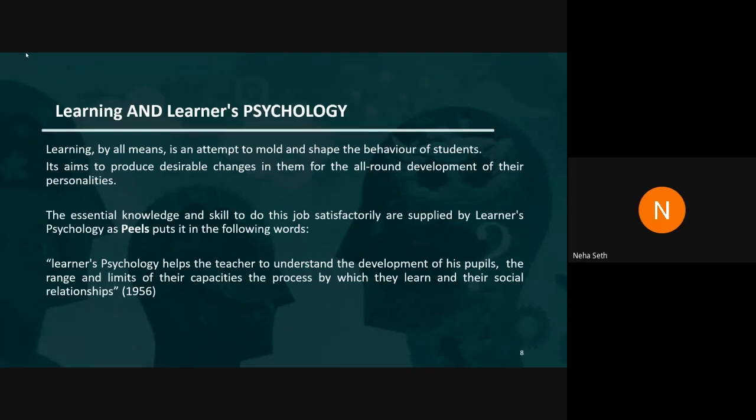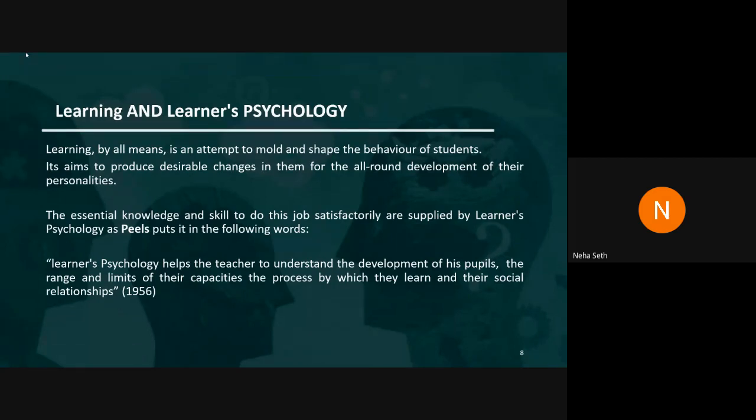Learning and learner psychology. Now, learning by and large means an attempt to mold and shape the behavior of our students. This is the purpose for which we are taking the classes, because we want our students to learn something of what we are talking about in the class. Its aim is to produce desirable changes in them for the all-round development of their personality. So it is not only that I'm teaching one particular subject, or that I just want my students to learn certain formulas or concepts. It is about the all-round development of the students, of their personalities.